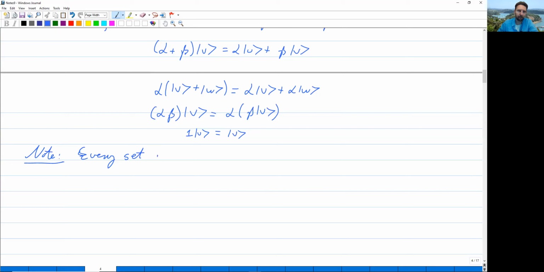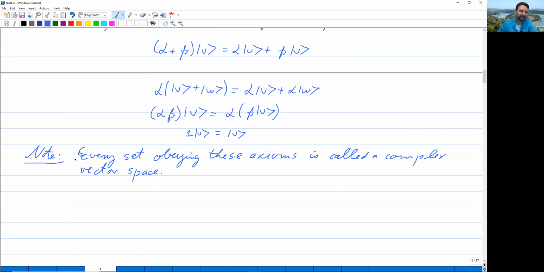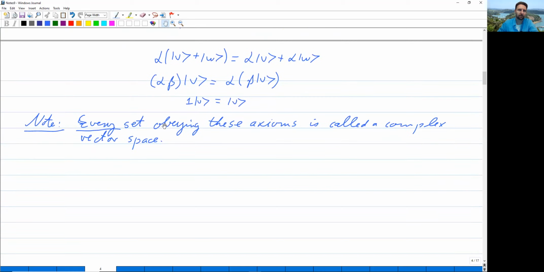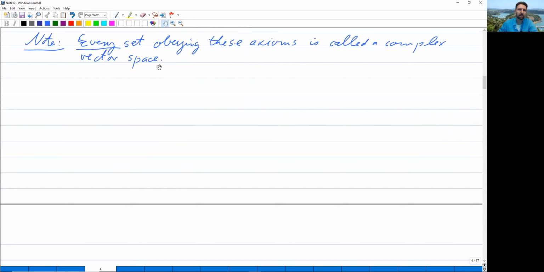So every set obeying these axioms is called a complex vector space. Now you might say this is repetitive. You told us that before, right? And I did. But I want to highlight every set because I will show you soon a set of which you would not have expected that it obeys these axioms. Well, maybe if you knew beforehand, but okay.